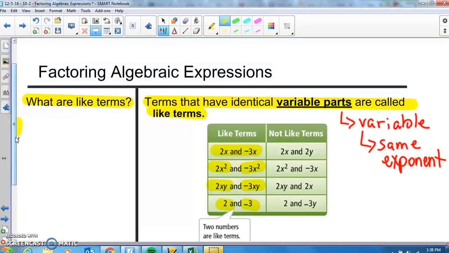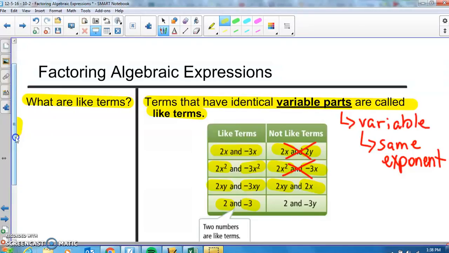All right, let's look at the right side. The 2x and the 2y, excuse me, they are not like terms because one has an x and one has a y. 2x squared, negative 3x. They both have an x, but they do not have a square. That negative 3x is missing a square, so those are not like terms. So I'm going to put an x there.